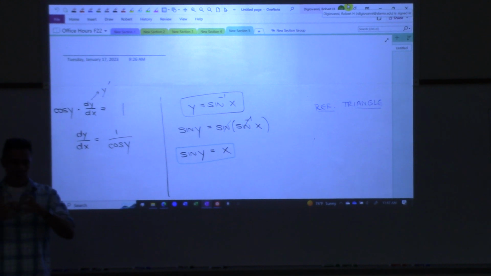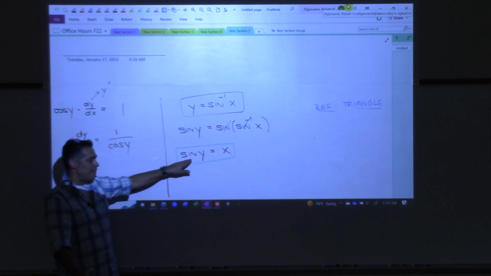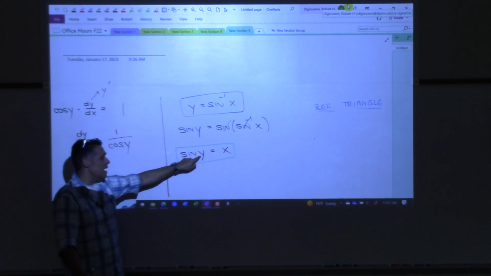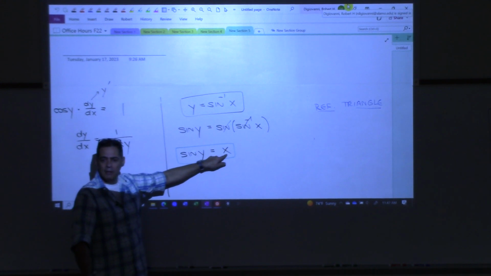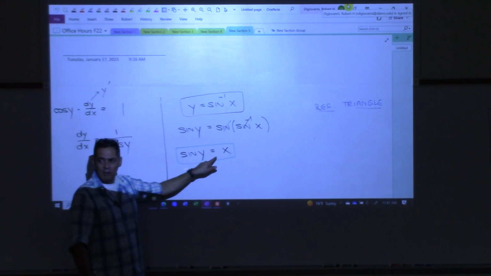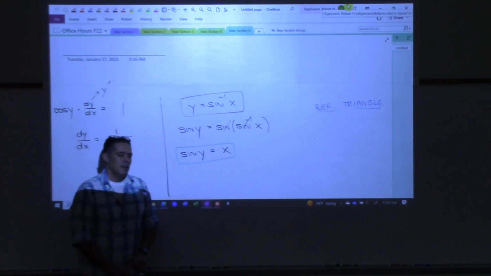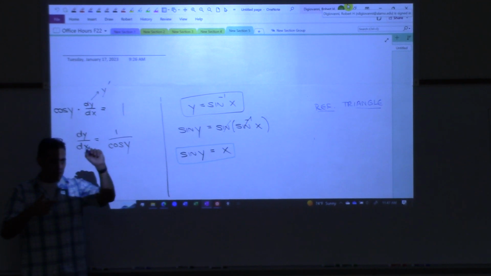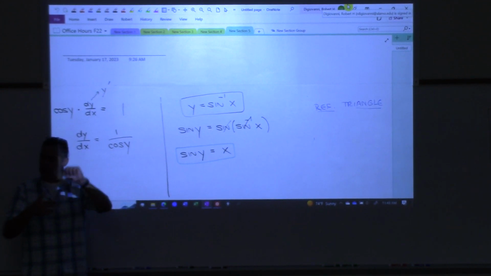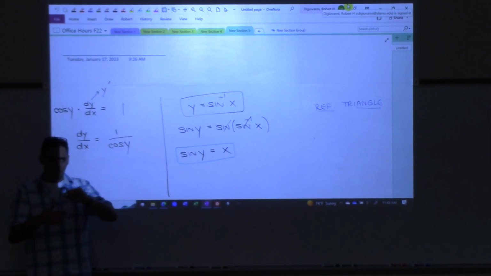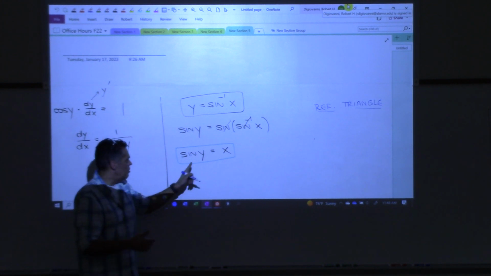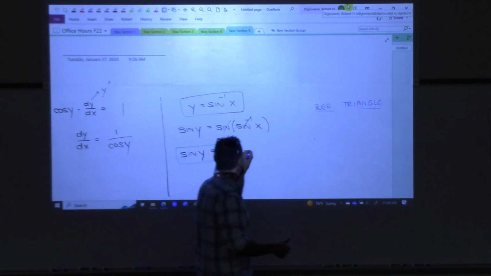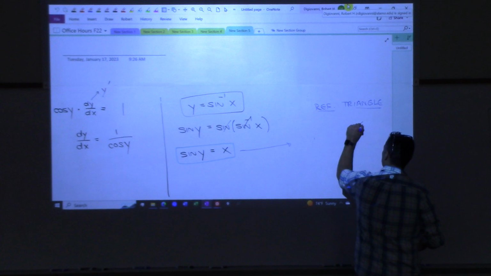This right here is a relationship I have: sine of the angle y is equal to x, right? Sine of some angle y is equal to x. When you're studying in pre-cal, remember the SOHCAHTOA thing? Sine on a right triangle is which side over which side? Opposite over hypotenuse. So from this, I'm going to draw a right triangle.